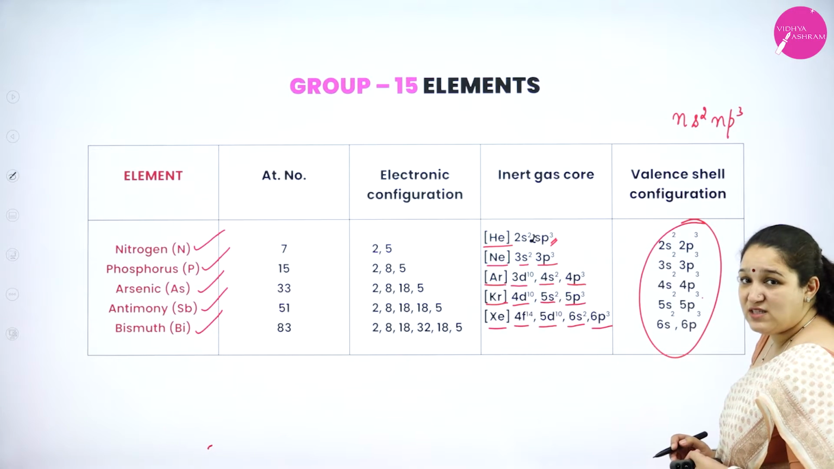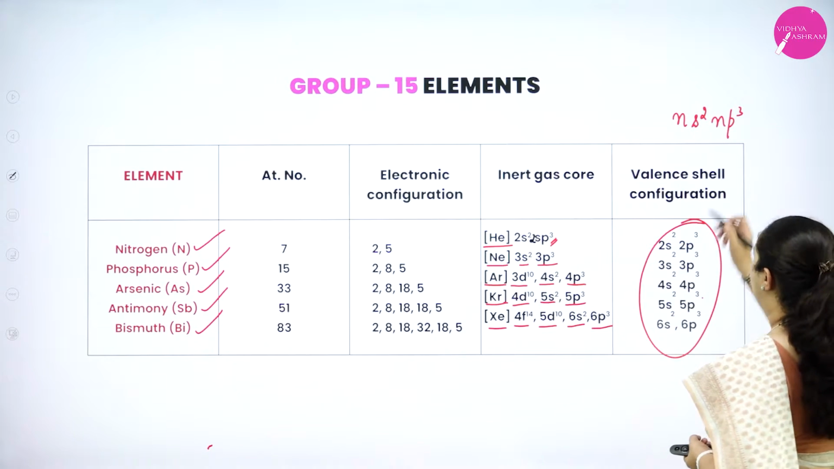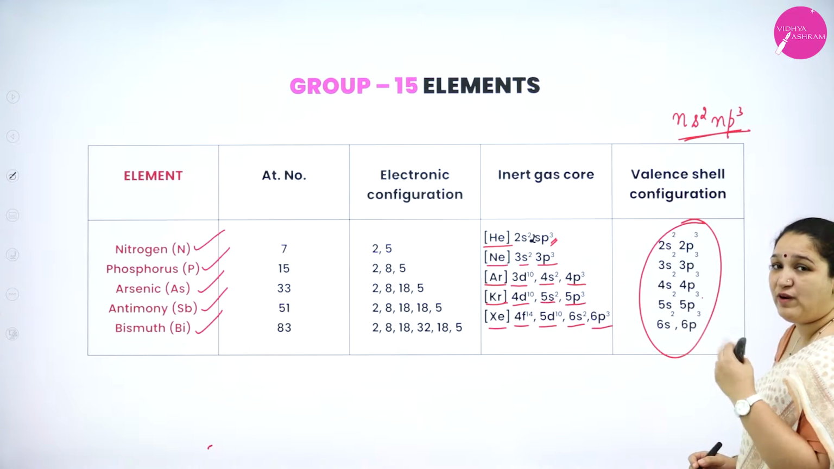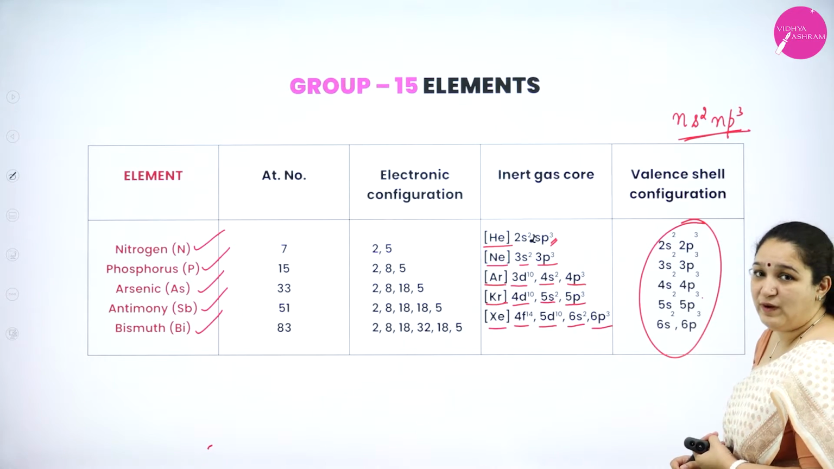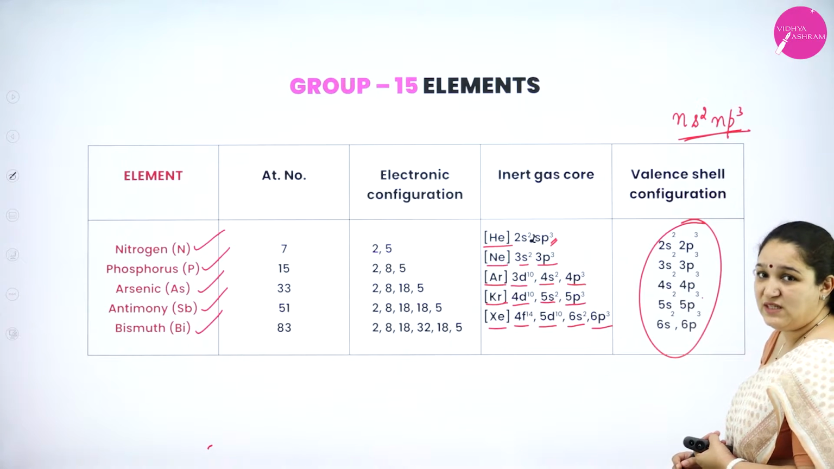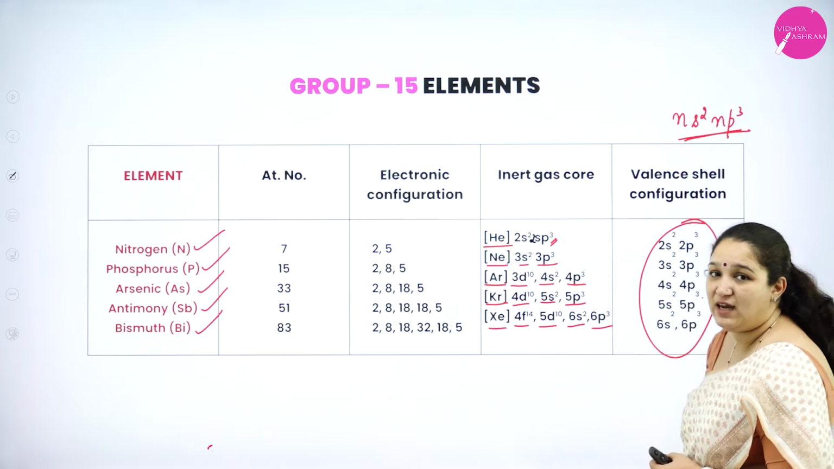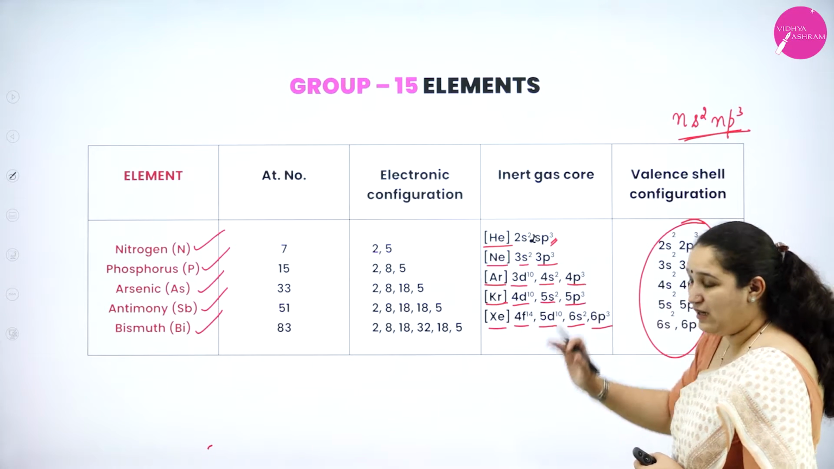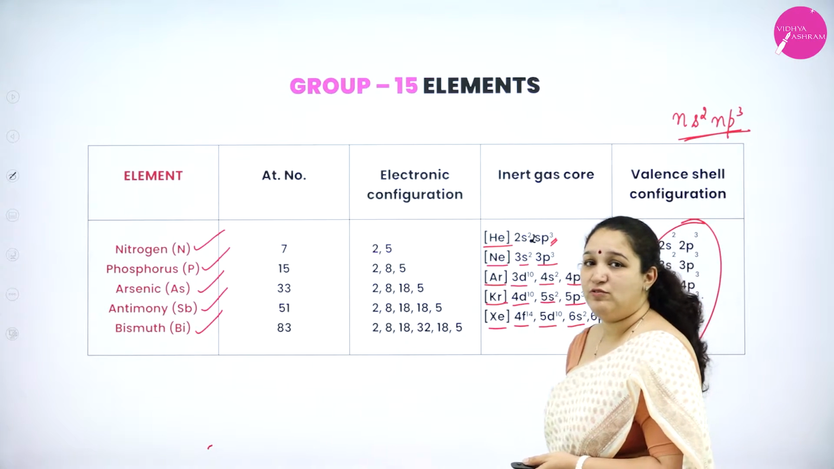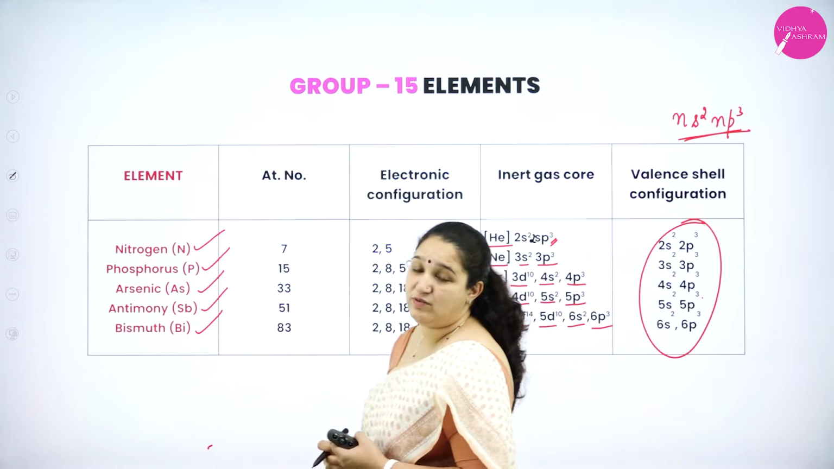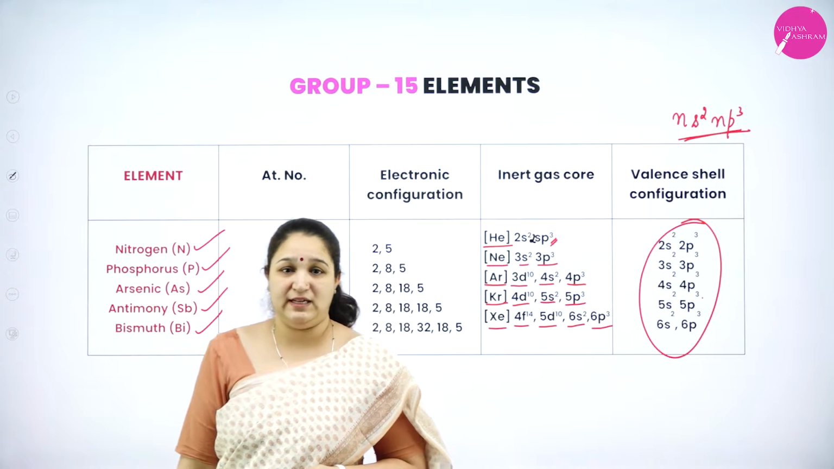So how many valence electrons are there? Totally we have 5 valence electrons, 2 from the s subshell and 3 from the p subshell, isn't it? So it is 2 plus 3, 5 valence electrons in all the elements of the nitrogen family. So I hope you have understood the electronic configuration and the valence shell electrons.